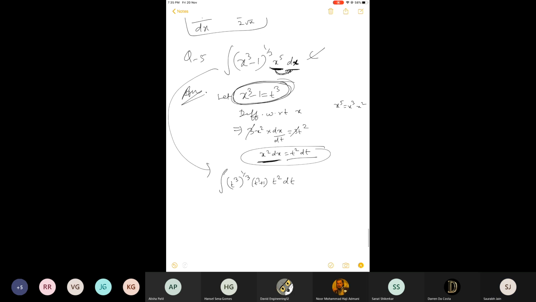Now that's it. Cube root of t cube is t, into t cube plus 1, into t square. Multiply all these and use the formula of x to the power n. t to the power 6 plus t cube. We will integrate it. t to the 7 by 7 plus t to the 4 by 4 plus t. And you are supposed to put the value of t here. For that you take the cube root also. This is the value of t, and this value you are supposed to put here and here. And with this we integrate this thing.